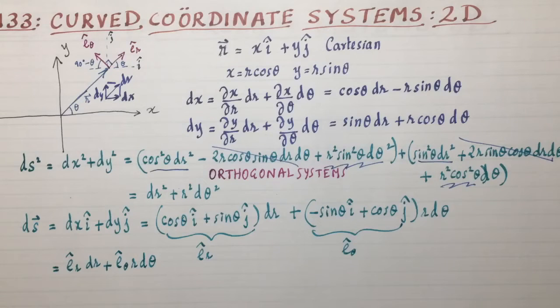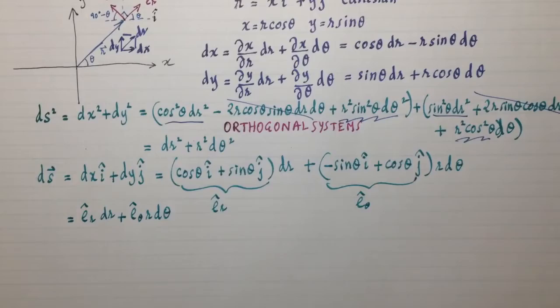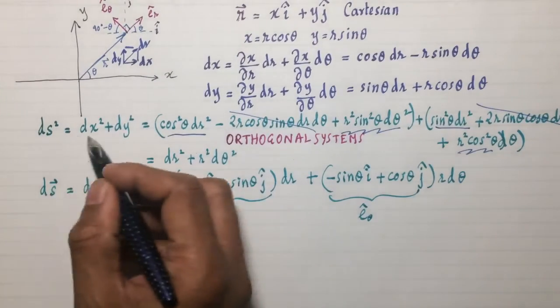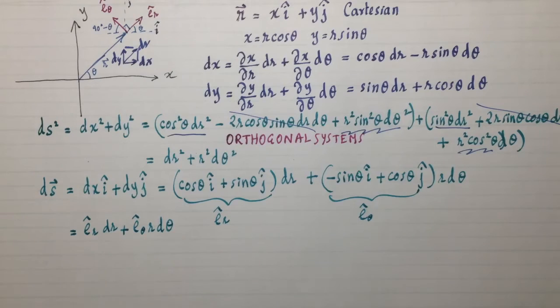Now, what else can we do when we have a coordinate system like this? Well, one thing we can do is we can write the area element. The area element is not as simple as that. So for the area element, you have to consider what's called the wedge product.